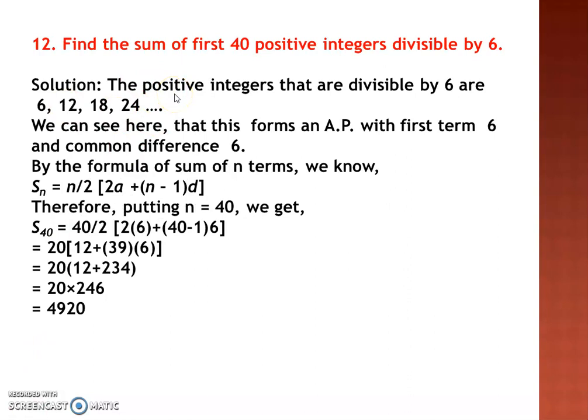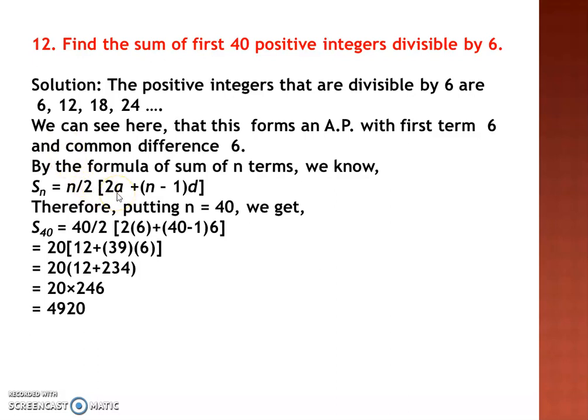So you have to find the sum of first 40 positive integers divisible by 6. So first you will write down the AP. The numbers that are divisible by 6 starting from 6. So 6 will be the first term. Then it will be going on in multiples of 6 like 6, 12, 18, 24 and so on. So here the common difference is also 6 and the first term is also 6. And n is given as 40. You have to find S40.